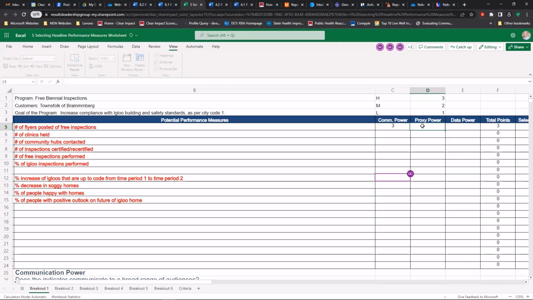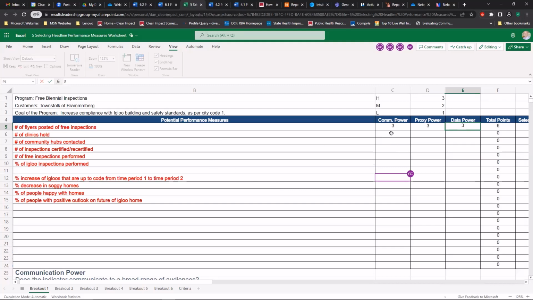A 3. Yep. And then proxy power, does this say something of central importance about your program? And I would say yes, because you're trying to get more inspections created. And data power, you can probably count that fairly easily, right? Mm-hmm. So that has potential. So we literally would count the number of flyers that we are putting up. Yep, that's how you interpret that. And number of clinics held.